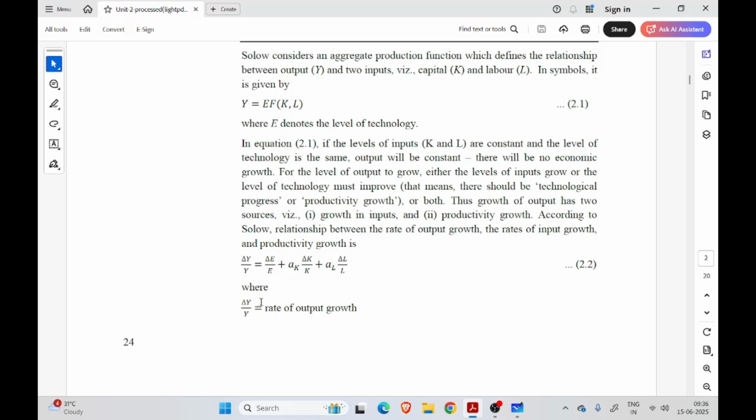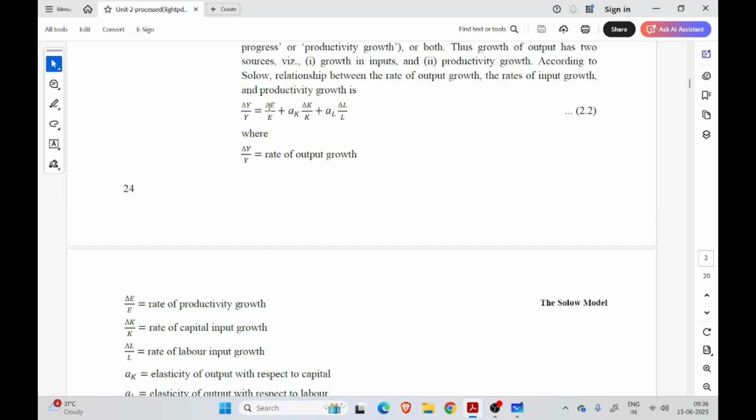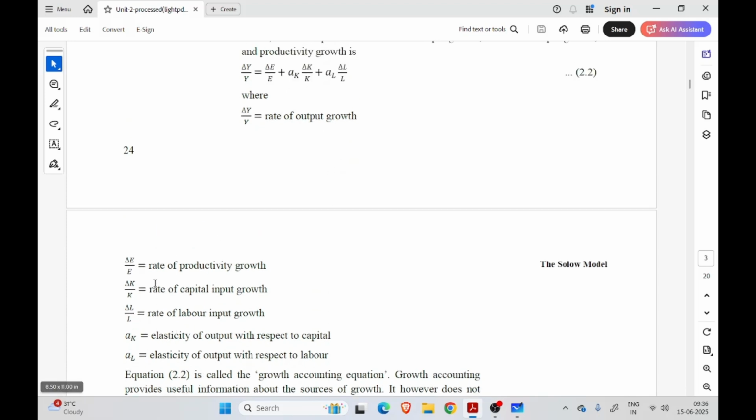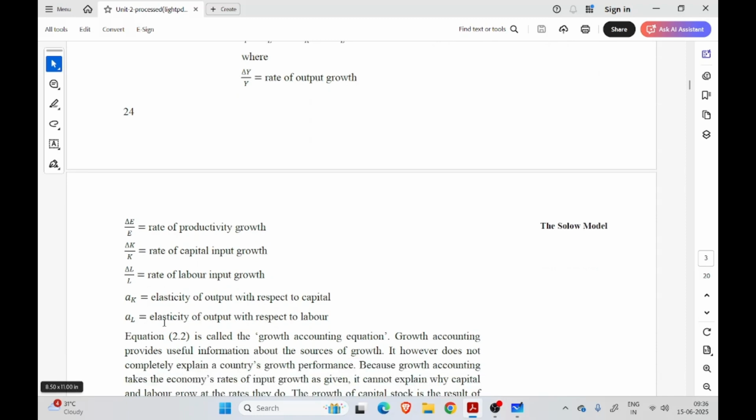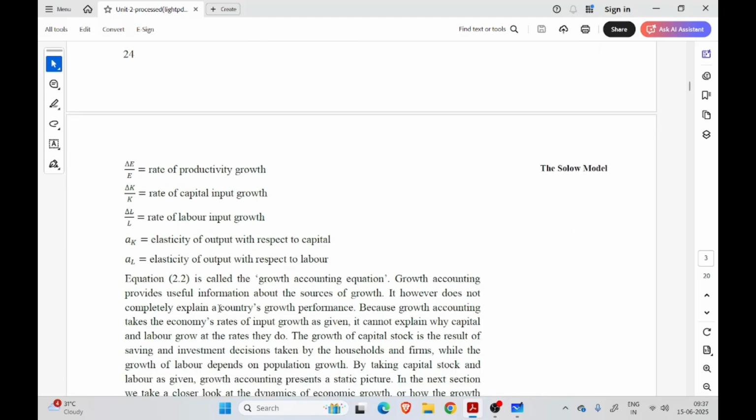So we have rate of growth of output equal to rate of productivity growth, technology growth basically, plus alpha k, which is elasticity of output with respect to capital, multiplied by rate of capital input growth, plus elasticity of output with respect to labor, multiplied by rate of labor input growth. This equation is called the growth accounting equation.